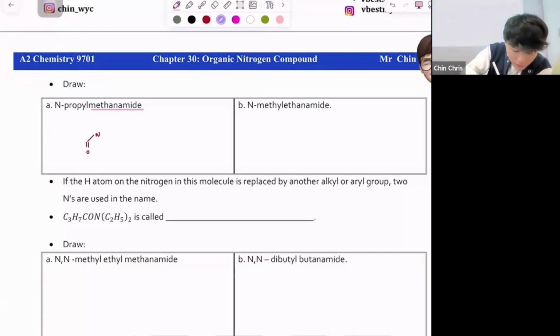Alright, guys, you see, your N-methyl ethane amide is here, connected to a propyl.